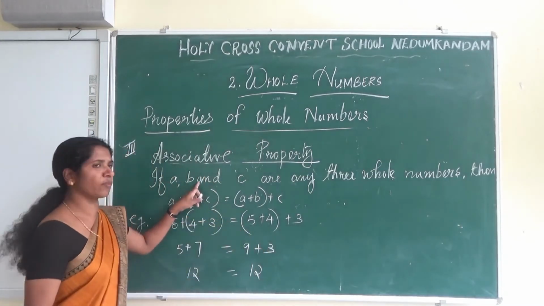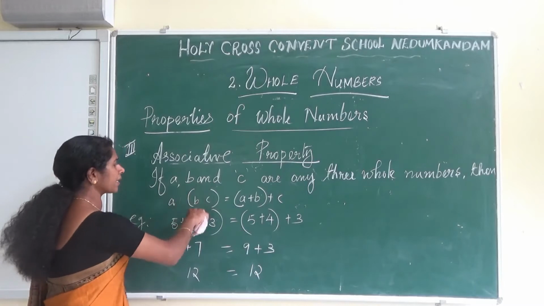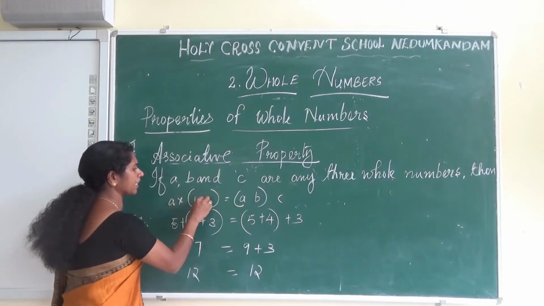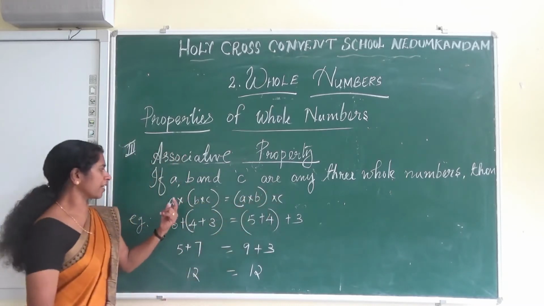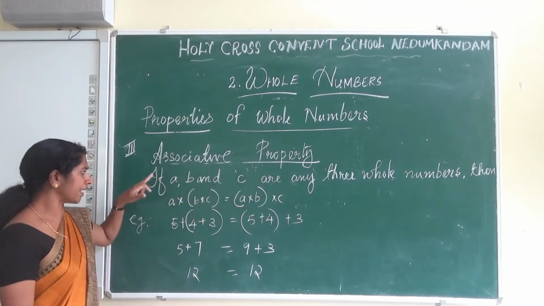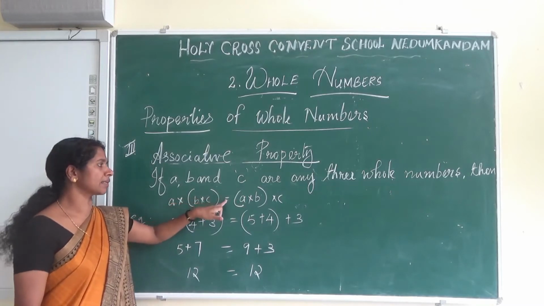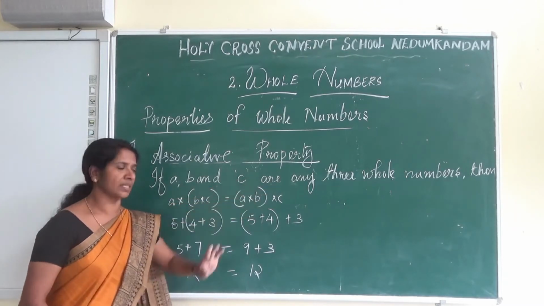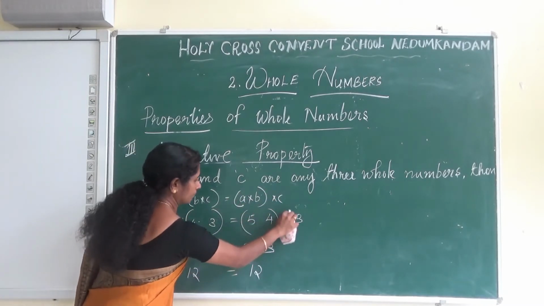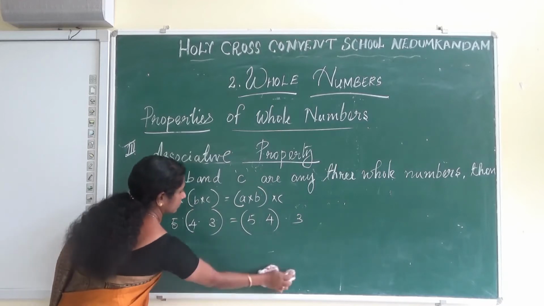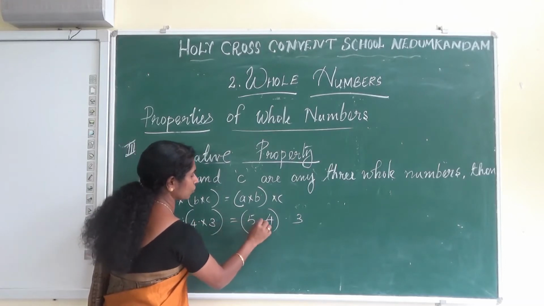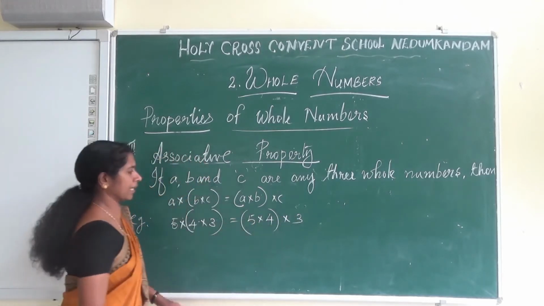In the same way, in the case of multiplication also, we can multiply the numbers in any order. The associative property says that we can multiply the numbers in any order. If A, B and C are any three whole numbers, then (A × B) × C is equal to A × (B × C). So here we have to look at the example. Same numbers we have to take: 5 × (4 × 3) is equal to (5 × 4) × 3.